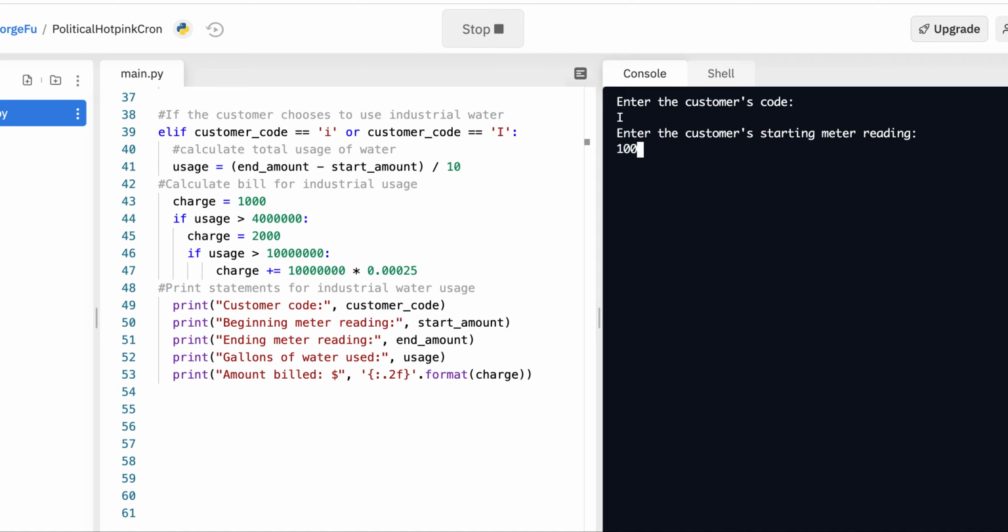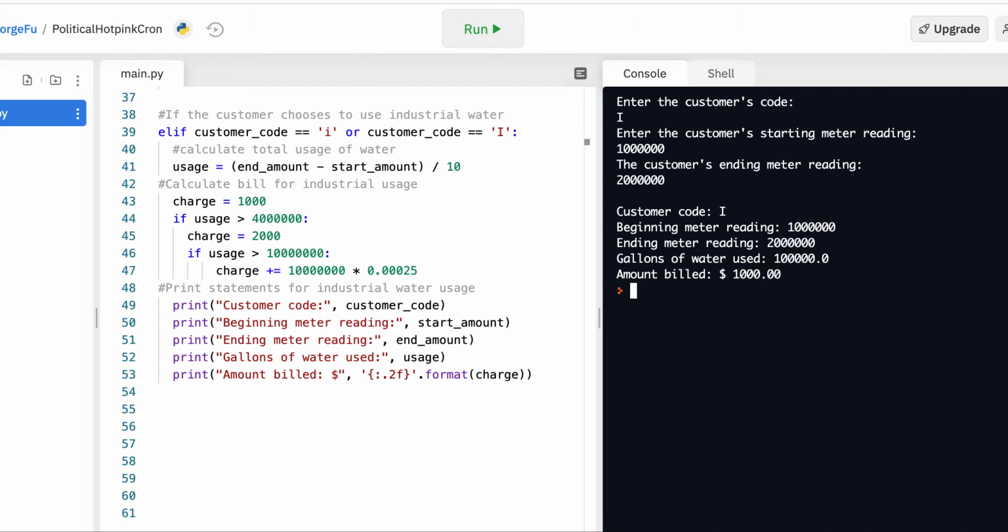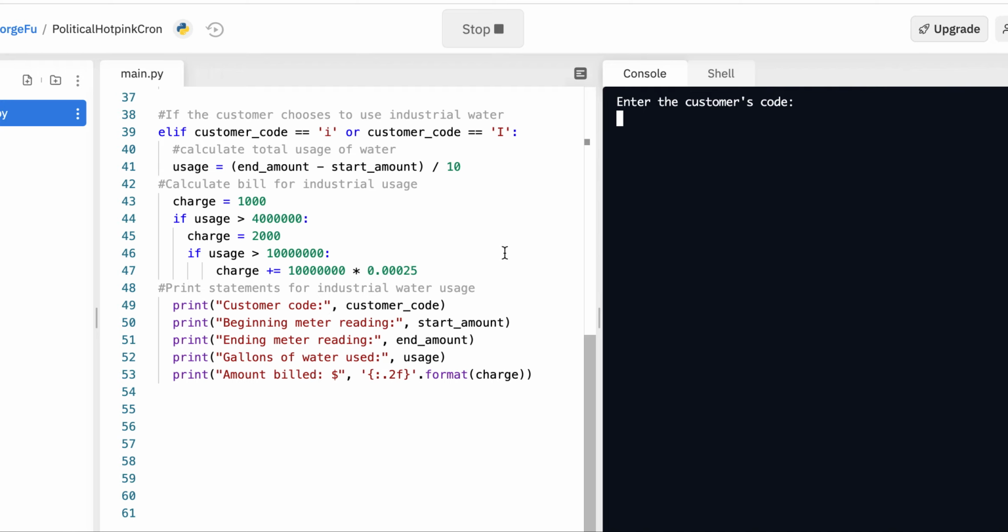Let's just say, all right, this is 1 million. Then if it's 2 million, okay, so we have 2 million. Because the amount of gallons used is less than 4 million, the amount billed will be 1,000. So let's run a different one, let's try to get above 4 million.